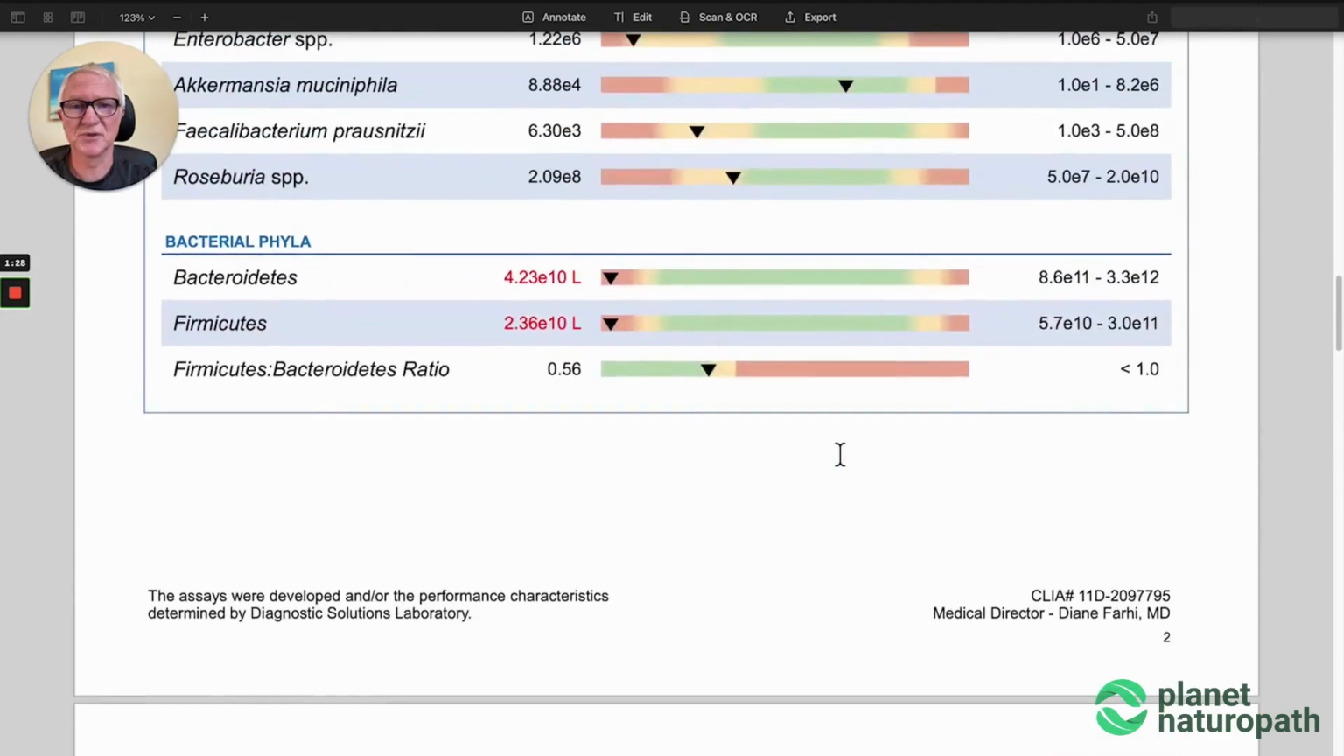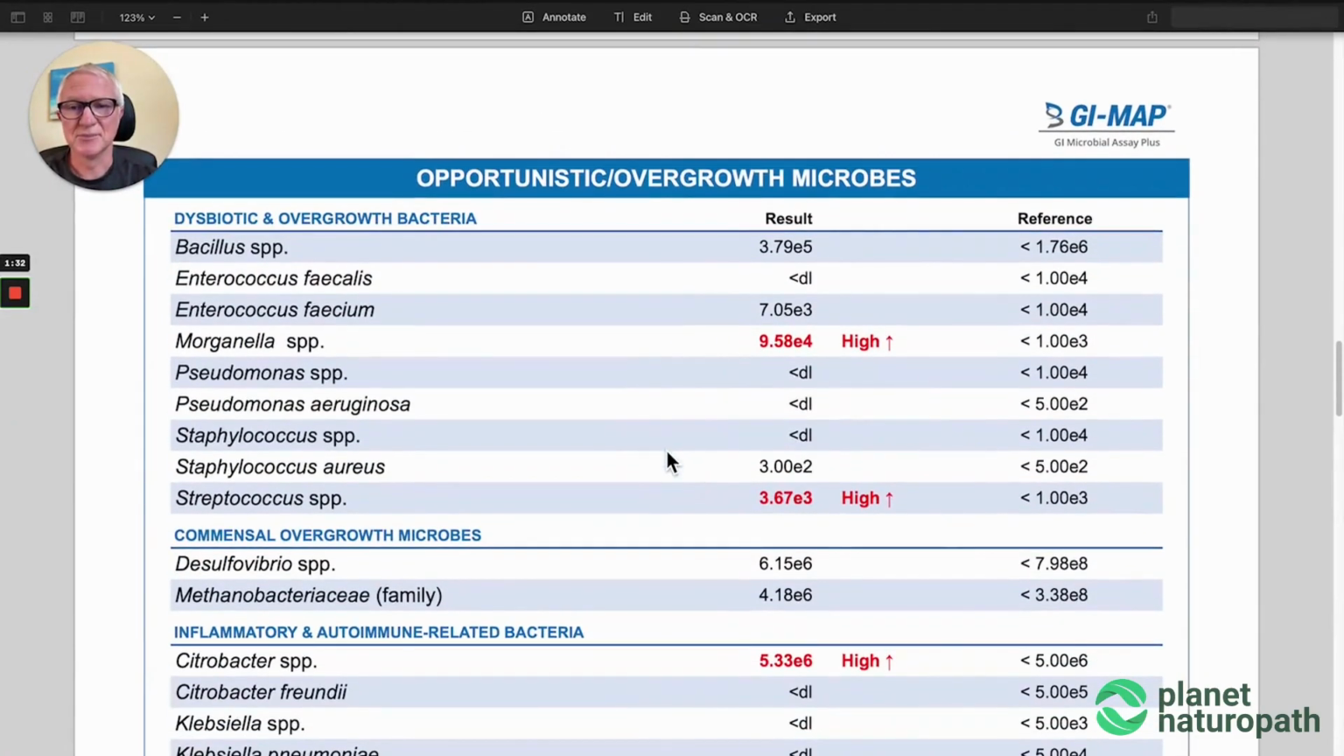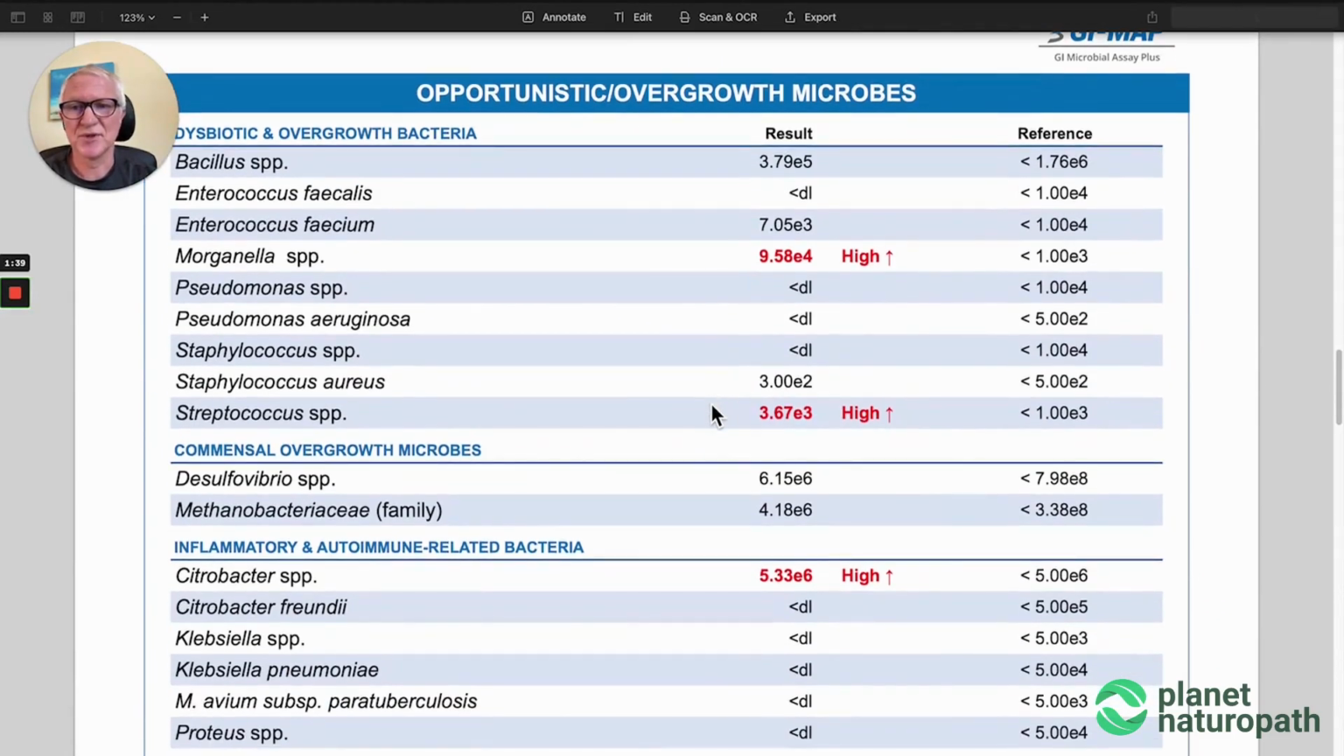So when you see low levels of the beneficial bacteria and high levels of these opportunistic ones, it's important to address this, but you also want to focus on building up the good bacteria as well. And the best way to do that is with prebiotics.